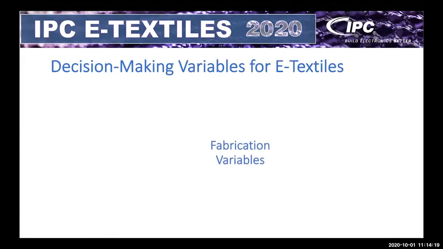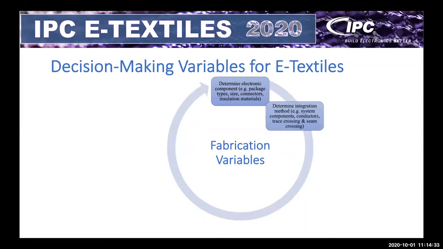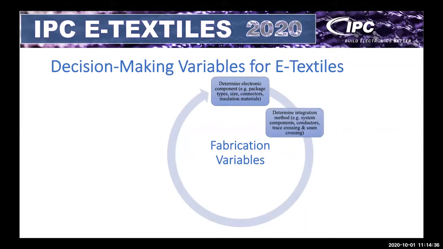So in summary, here is the list of things that I think companies should consider when manufacturing e-textile. First, they need to determine the electronic component. This includes the package size, the type, the connectors, and insulation material. Next, they need to determine the integration method for system components, conductors, and trace crossing and seam crossing. They need to design the garment sensor circuit, trace layout, etc.